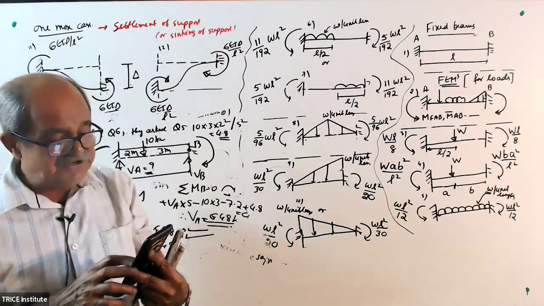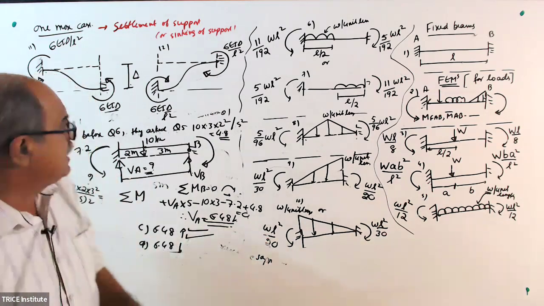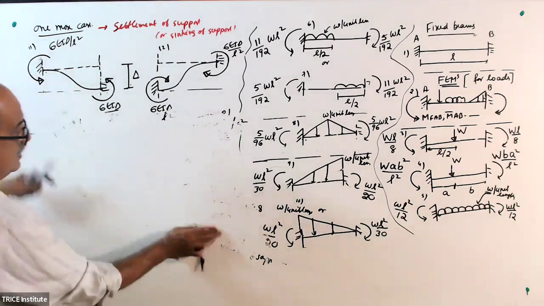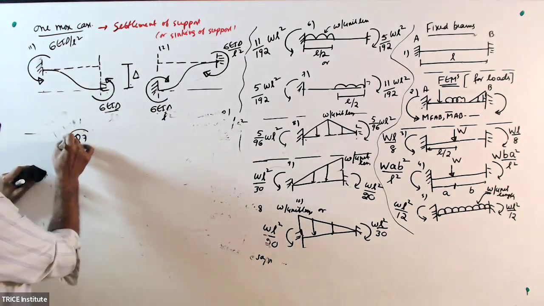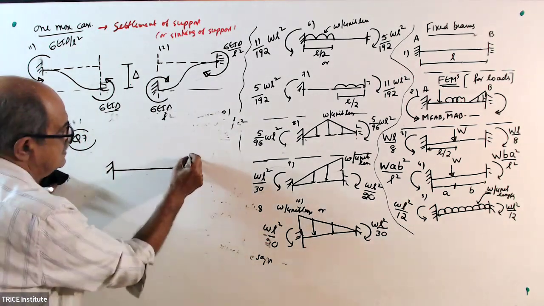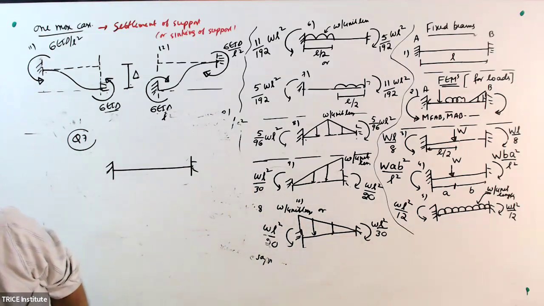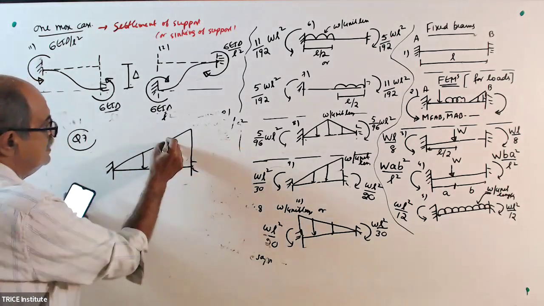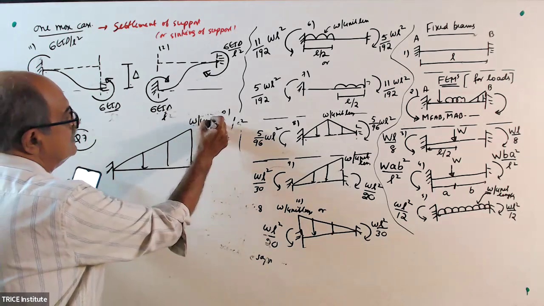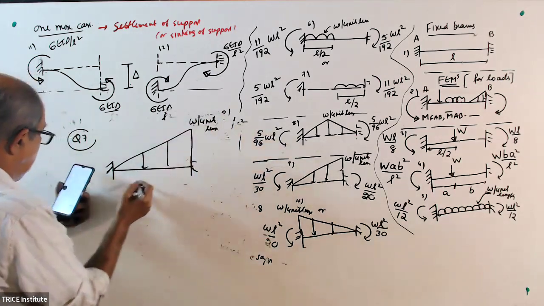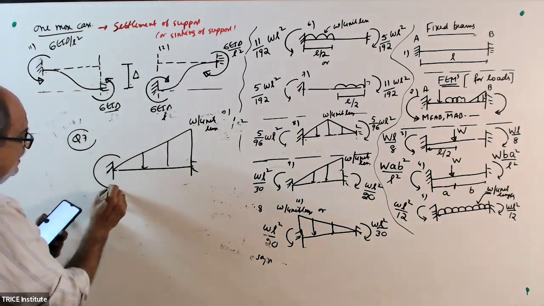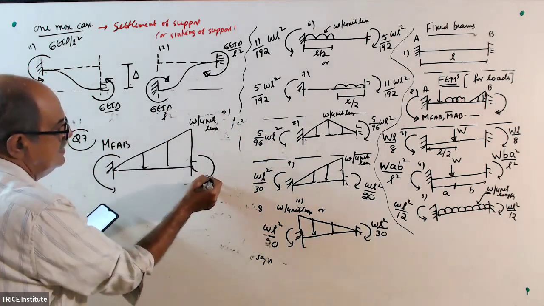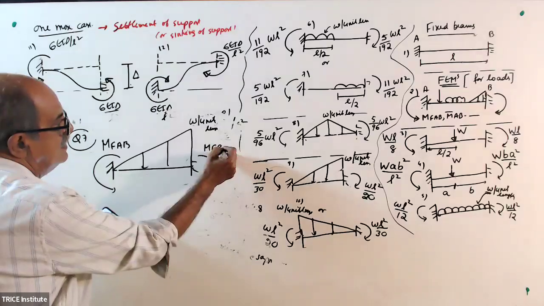Okay, then. Question number 7. They give a beam here, a beam with uniformly varying load like this, W per unit length. Okay, then they told this is MFAB. This is MFBA. You know the answer.